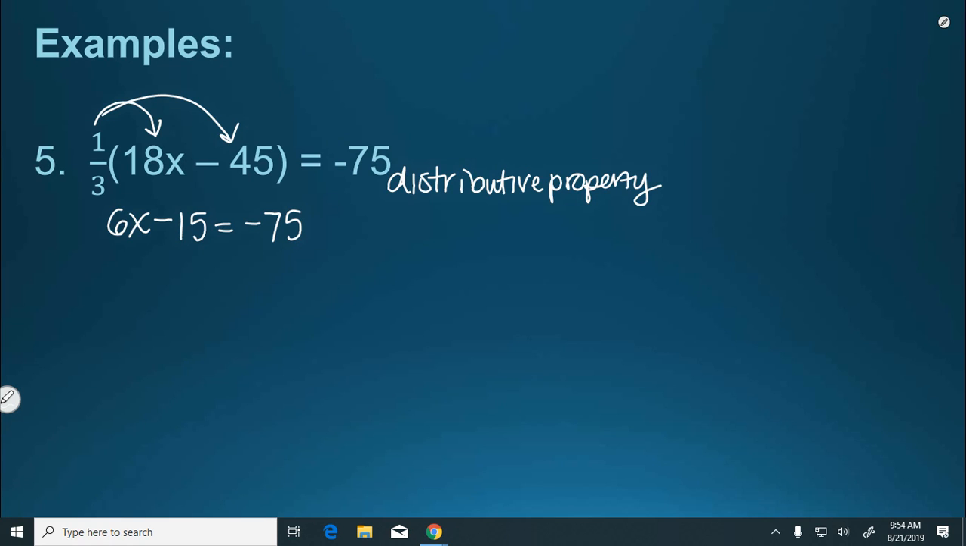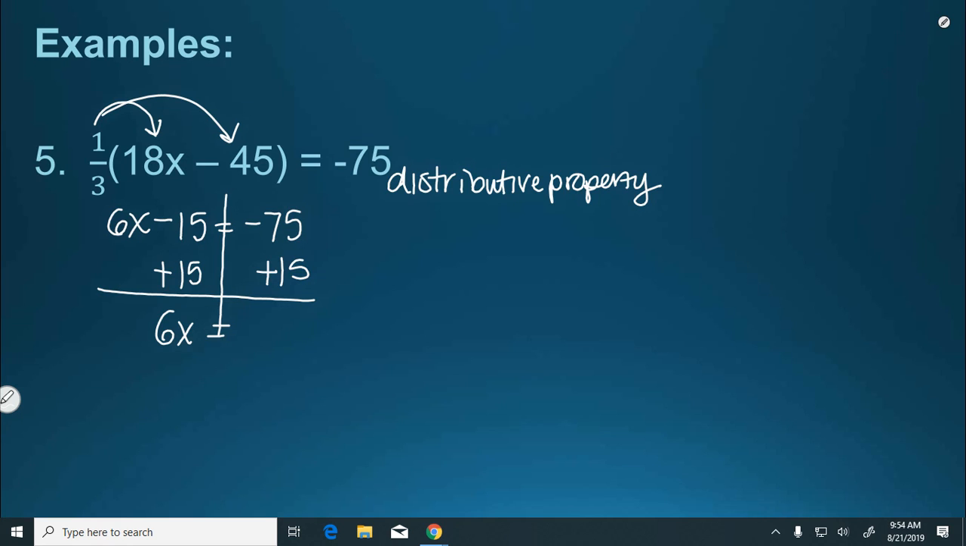Next, we're going to add 15 to both sides to balance the equation. When I say both sides, I mean both sides of the equal sign. If it helps, you can draw that line down. So now I get 6x equals, now it's really important that you're very savvy with your integer numbers. If you're not, use a calculator so you don't make a mistake.